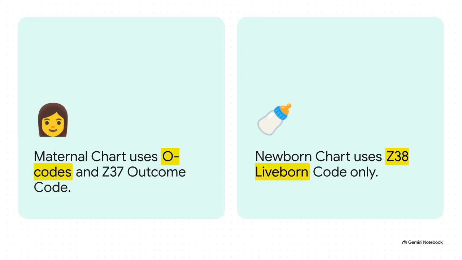Now, this side-by-side comparison illustrates the absolute hardest boundary in all of OB coding. I really cannot stress this enough, guys. Z37 outcome of delivery codes and Chapter 15 O codes go exclusively on the maternal chart. On the flip side, the Z38 live-born code goes exclusively on the newborn chart. You never ever mix these up.